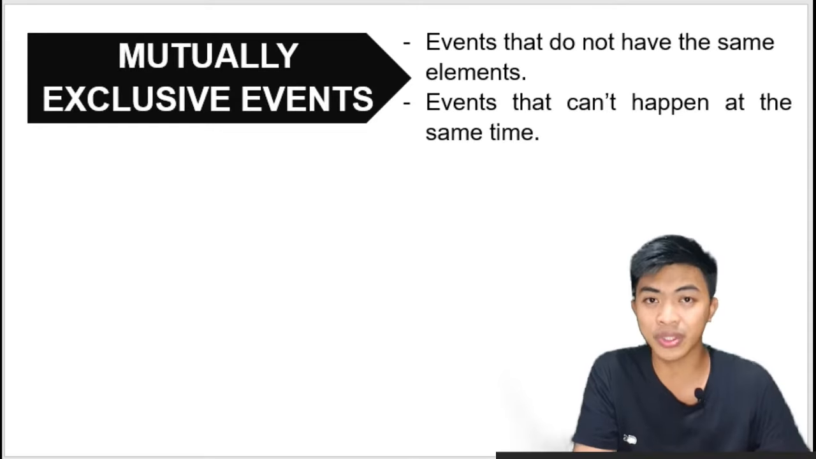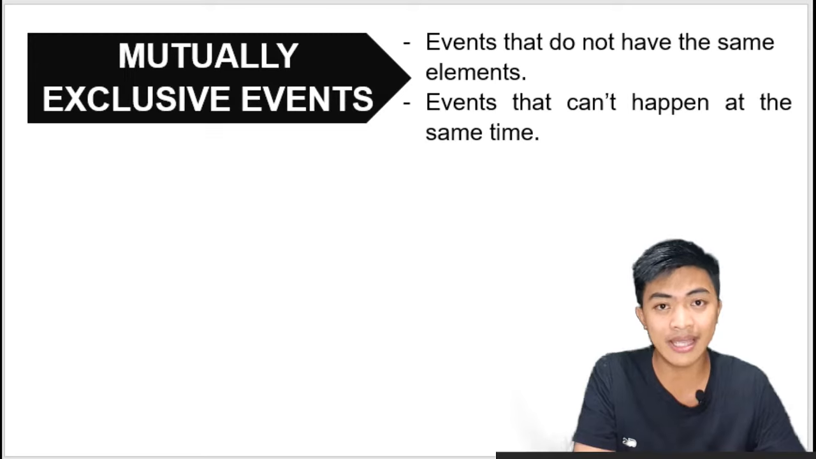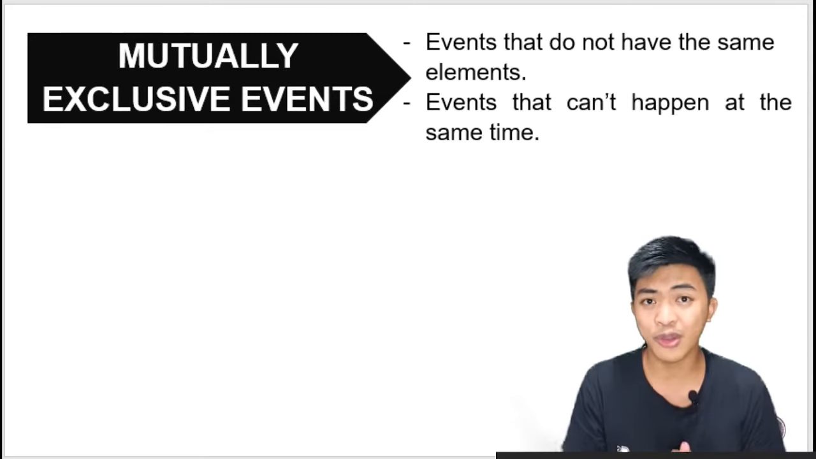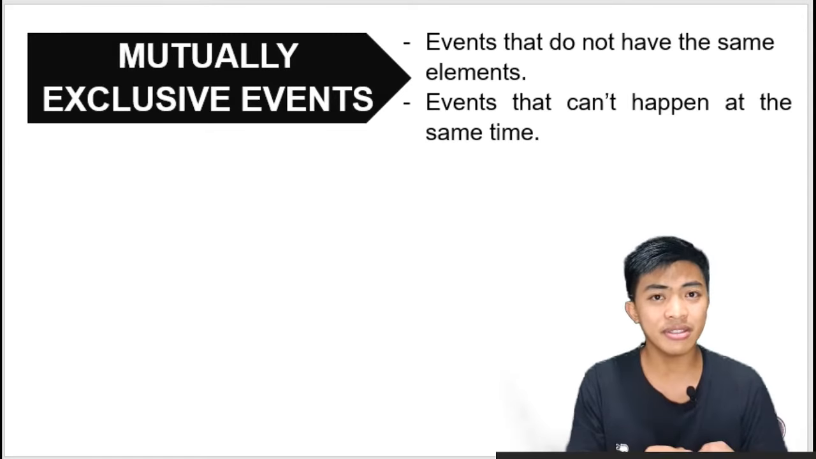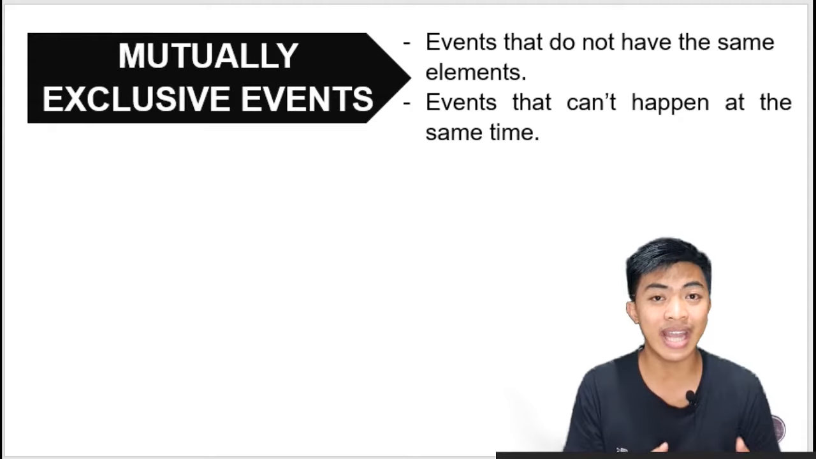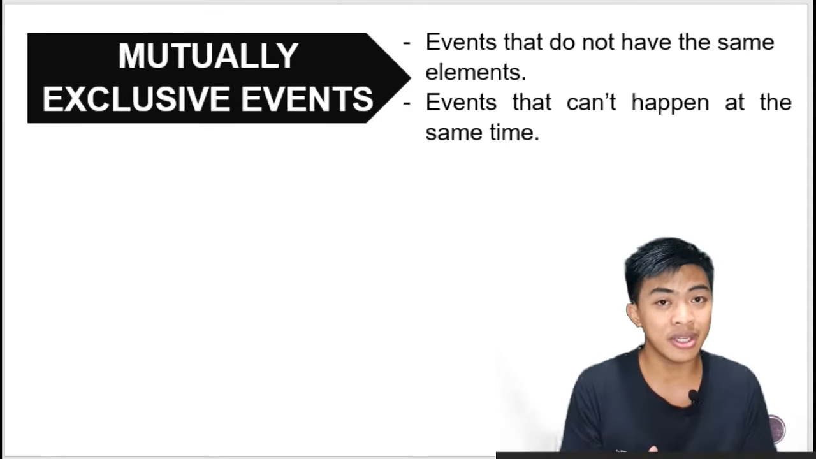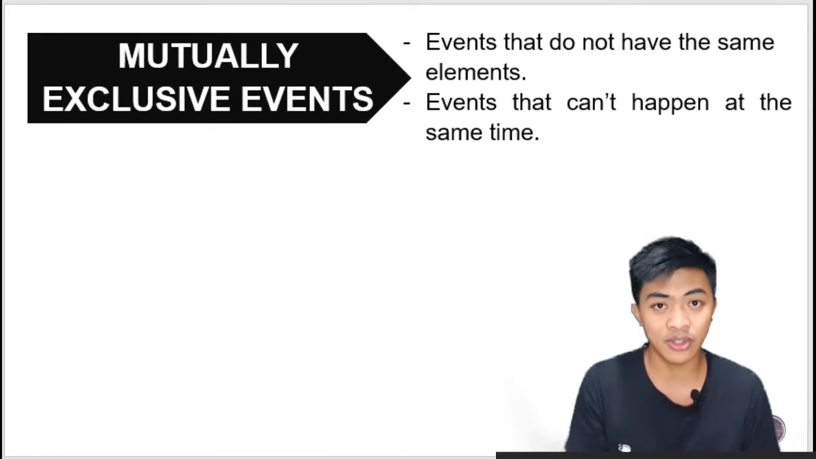When we say mutually exclusive events, these are events that do not have the same elements, or these are events that cannot happen at the same time. Example, if we are going to roll a die, getting a 3 and getting a 2, they are mutually exclusive because they cannot happen at the same time. Okay? You cannot have an outcome that is both a 3 and a 2.